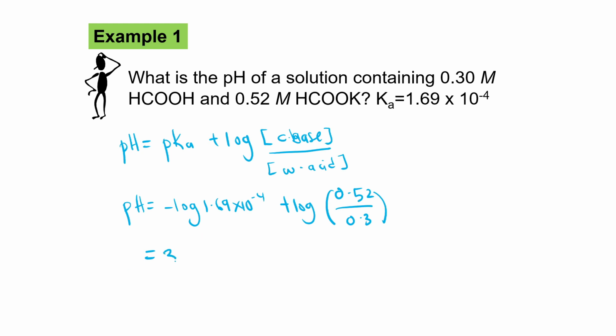3.77 plus 0.23. Thus the pH is 4.00. Okay, so this is the pH untuk buffer solution.